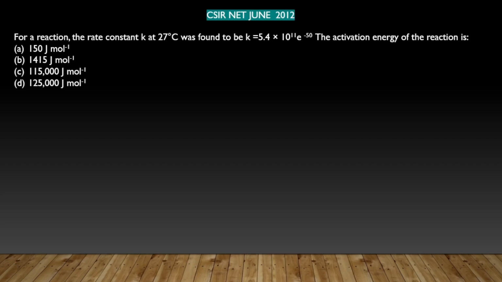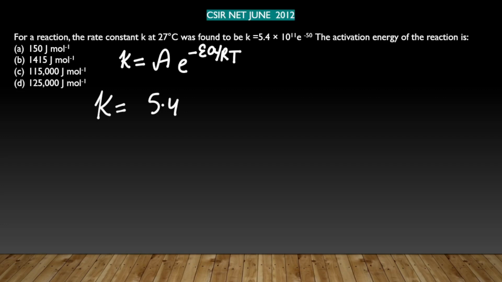The question says that for a reaction, the rate constant at 27 degrees centigrade was found to be this much. What is the activation energy of the reaction? So this is from your Arrhenius equation. We have the rate constant k equal to A times e raised to the power of minus Ea upon RT. This is your Arrhenius equation. So the rate constant k that is given to us is 5.4 into 10 raised to the power of 11 e raised to the power of minus 50.